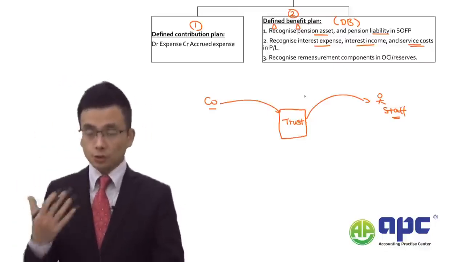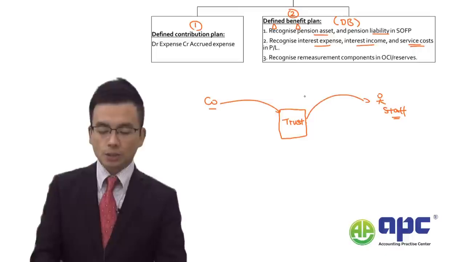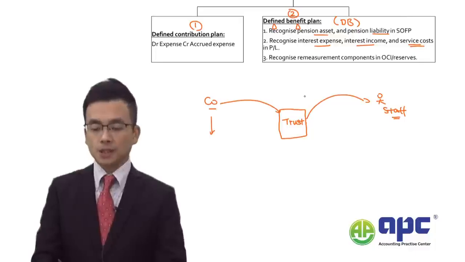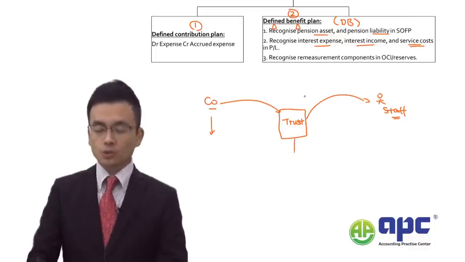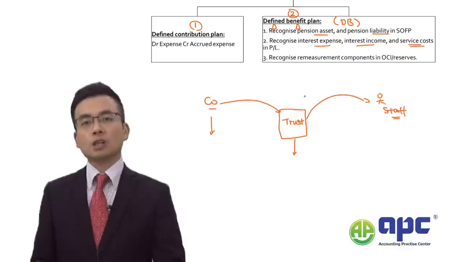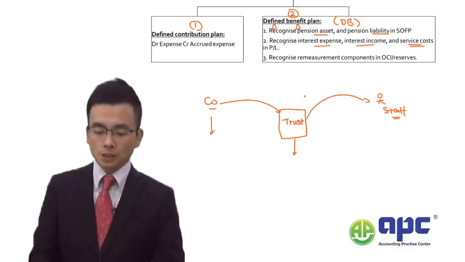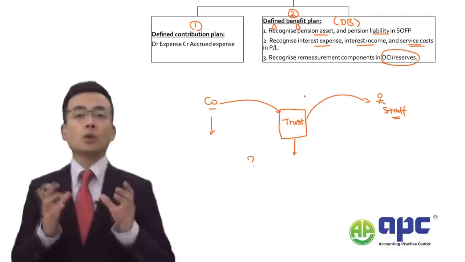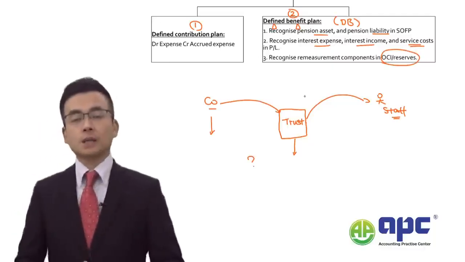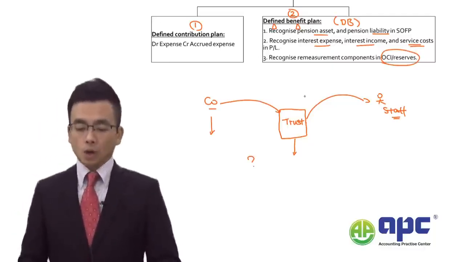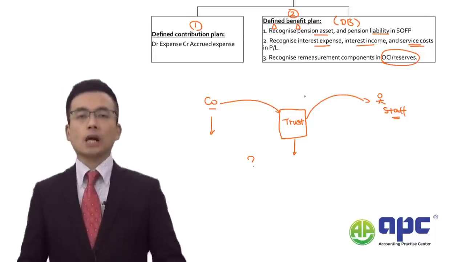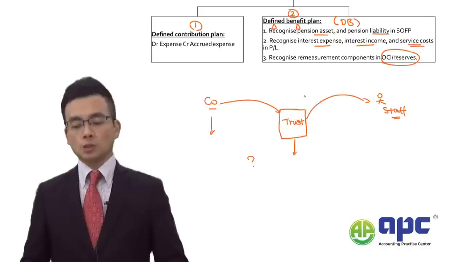So what the company should do then is to calculate the value of the pension assets and the liability, and the trust company will also calculate the value of the pension asset as well as the pension liability. The difference between these two would go into the OCI, or you can call it the reserve in the SFP.